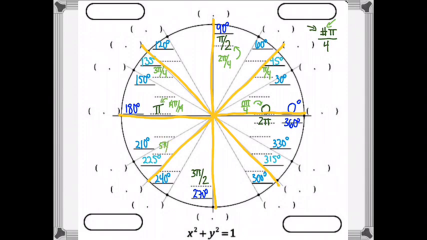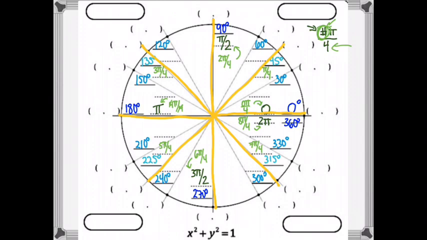5 pi over 4. 6 pi over 4. 6 over 4 reduces down to 3 over 2. 7 pi over 4. And then 8 pi over 4, where 8 over 4 reduces down to 2, which gives us 2 pi. So that's what we're doing. We're counting, and this number right here is going to increase, starting at 0, by 1 each time, and this is the number of segments, or the number of slices in one turn around the circle.